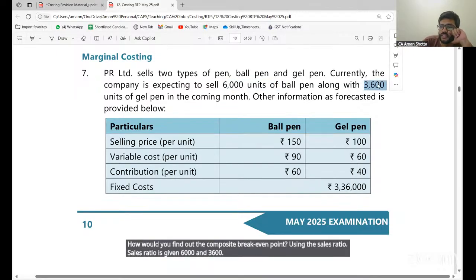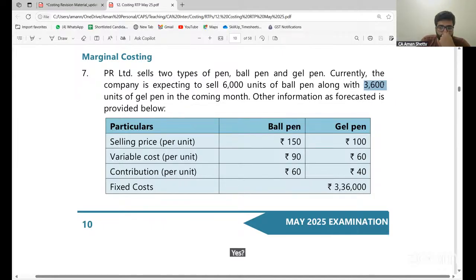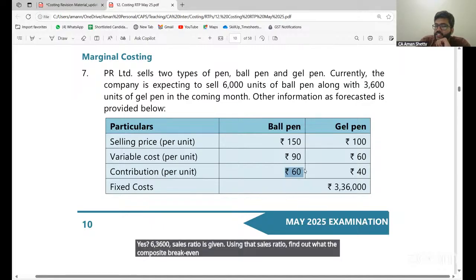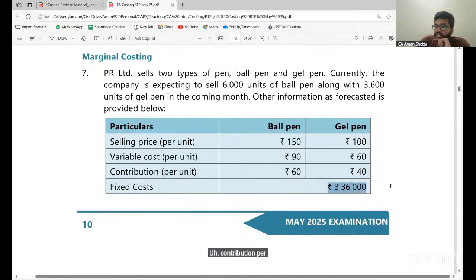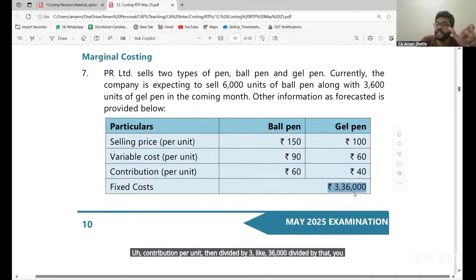Yes, the 6,000 and 3,600 sales ratio is given. Using that sales ratio, find out what the composite break even is. That is 60 into the sales ratio, 40 into the sales ratio. Add it, and you'll get the composite break even contribution per unit. Then 3,36,000 divided by that gives you the composite break even for a batch.